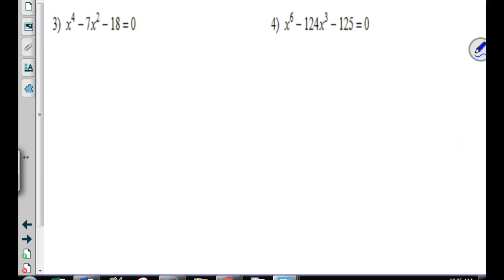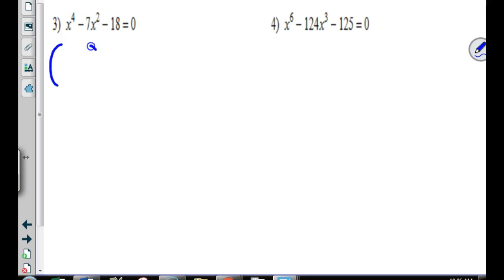Number 3, what's happening here? There's an x to the fourth. This is a really important concept, guys. This is on the final. You have to be able to factor this. The good news is there's only an x to the fourth and an x squared on this problem. There's no x cubed term and there's no x.